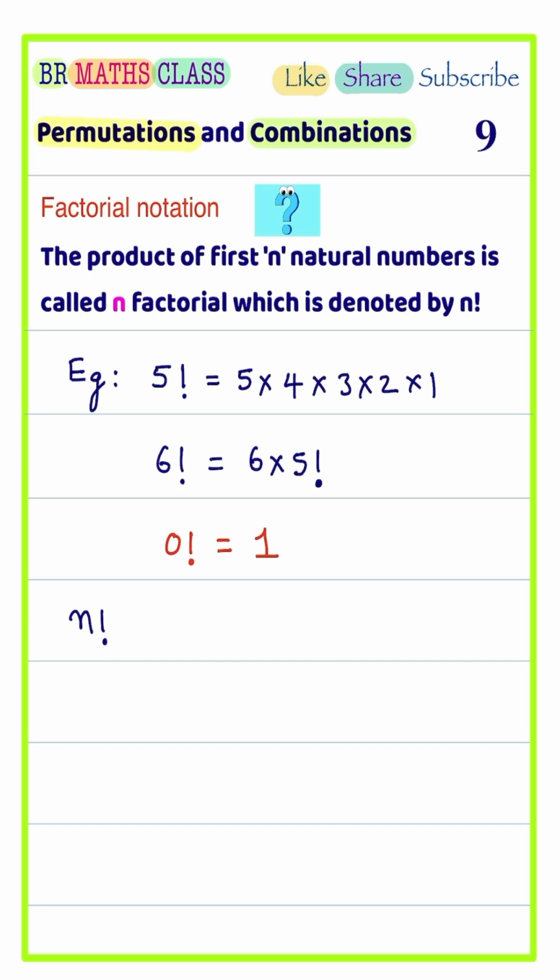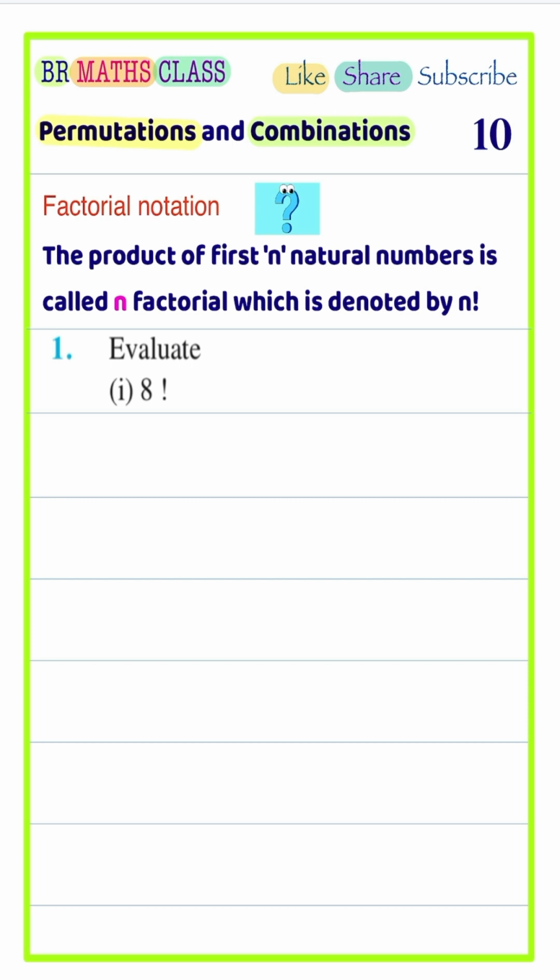Similarly, n factorial. N factorial means the product of the first n natural numbers. Right? So n factorial can be written like this. The same thing you can write like this also: n into n minus 1 factorial. We know that n factorial means the product of the first n natural numbers.